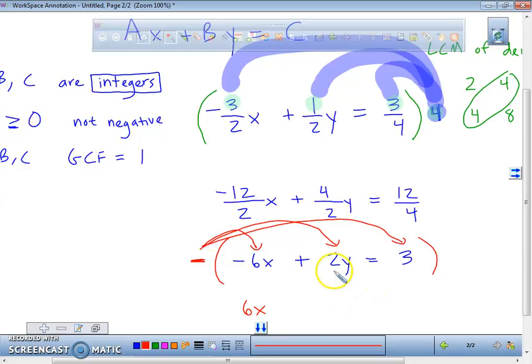Well, what about it? You got a negative times a 2y. What's going to happen to that one? That's right, minus 2y equals -3.